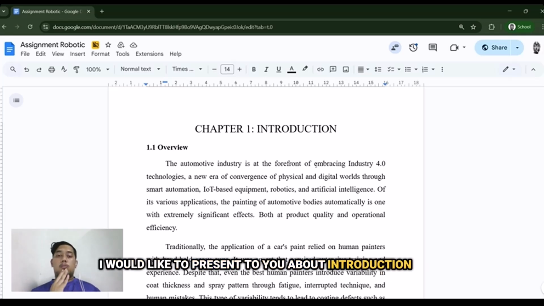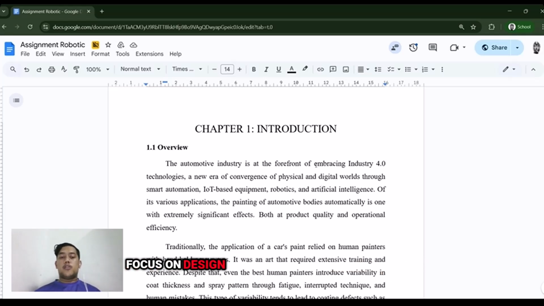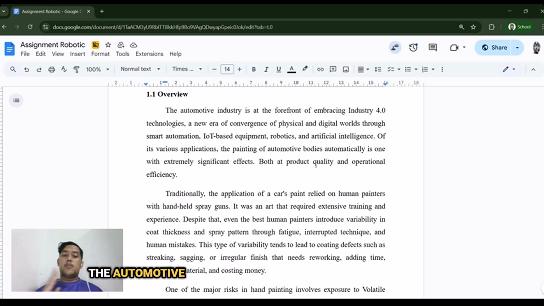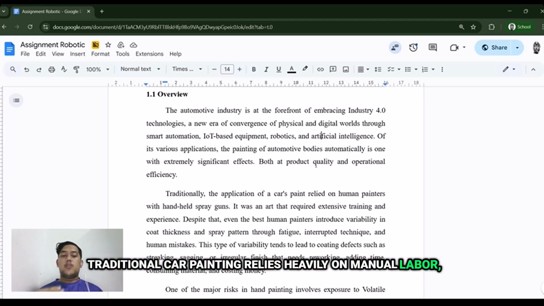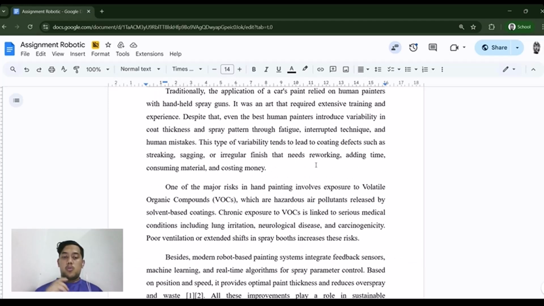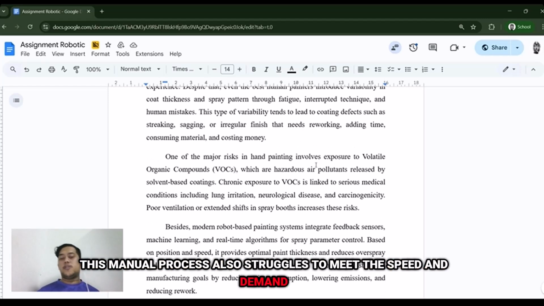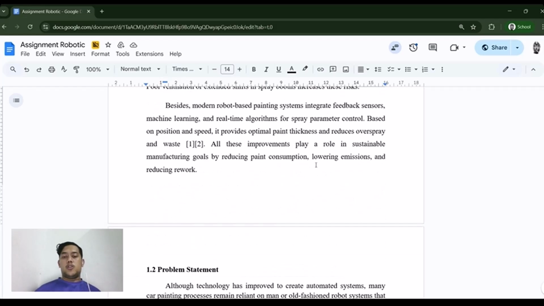I would like to present to you an introduction to our team project, which focuses on the design and simulation of a 6-degree-of-freedom robotic arm for car body spray painting. In the era of Industry 4.0, the automotive sector is moving rapidly towards smart automation. Traditional car painting relies heavily on manual labor, which leads to issues such as inconsistent paint quality, material waste, and health risk due to the abuse of PLC. This manual process also struggles to meet the speed and precision demand of modern car production.